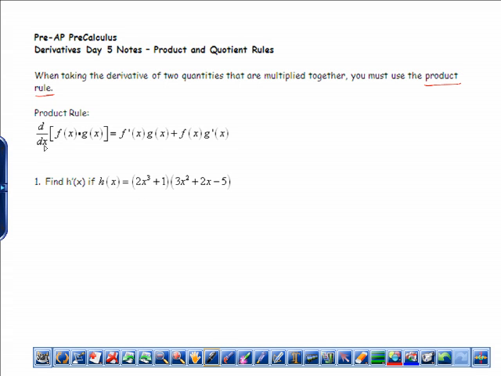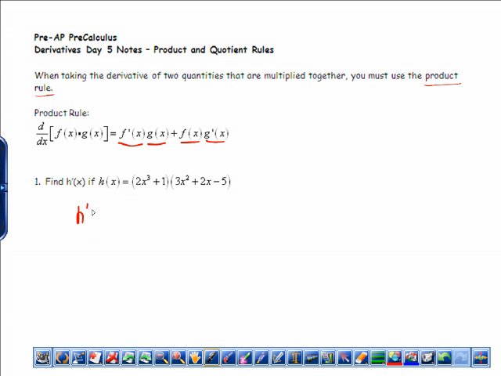When you take the derivative of f of x times g of x, it is equivalent to the derivative of f of x times just g of x plus, and then you switch it around, just f of x times the derivative of g of x. So we can use this on problems where we could not use the power rule before. Now on number 1, we could actually multiply all this out and then use the power rule, but we can just as easily use the product rule.